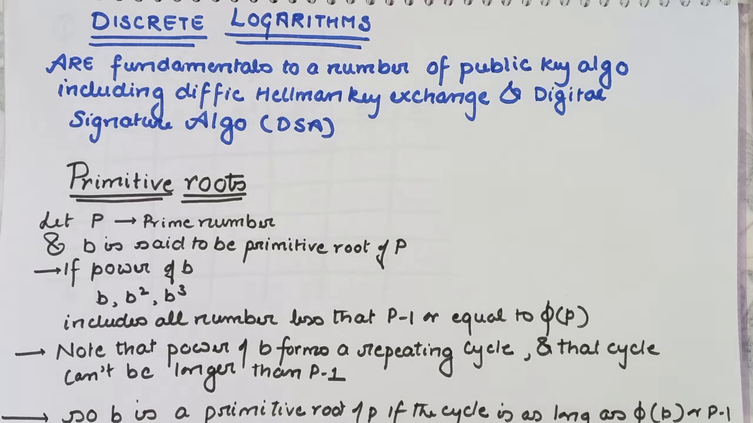Let's start with today's first topic, which is discrete log. Now, what do you mean by discrete log? Discrete logs are fundamental to a number of public key algorithms. You'll be seeing one example just now in this video, which is the Diffie-Hellman exchange. We'll also be using discrete log as a fundamental concept in the digital signature algorithm. So we'll be repeating the same discrete log method in the digital signature algorithm, and we'll be seeing the discrete log's usage in the Diffie-Hellman exchange too.